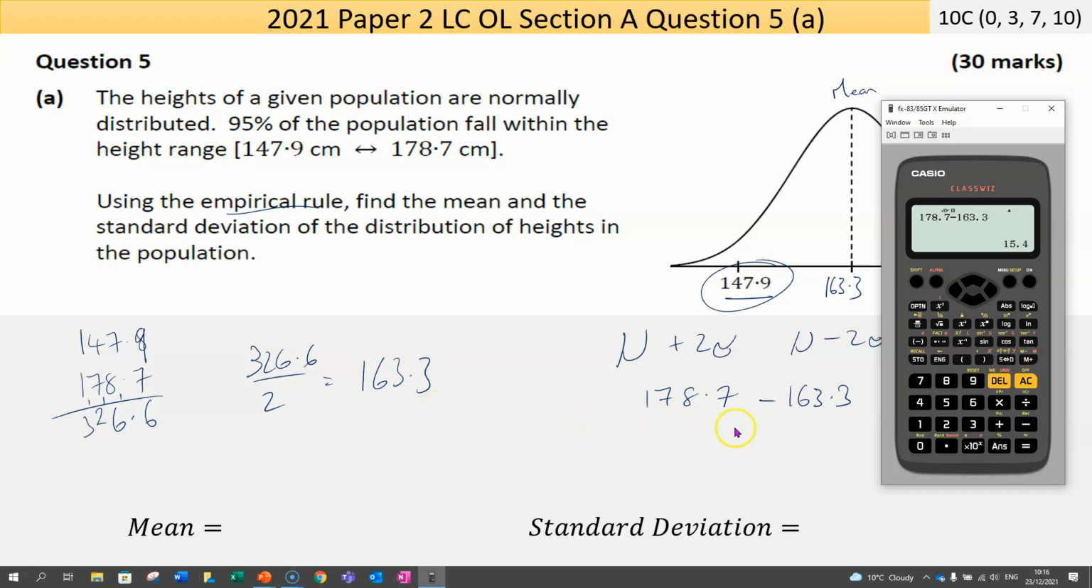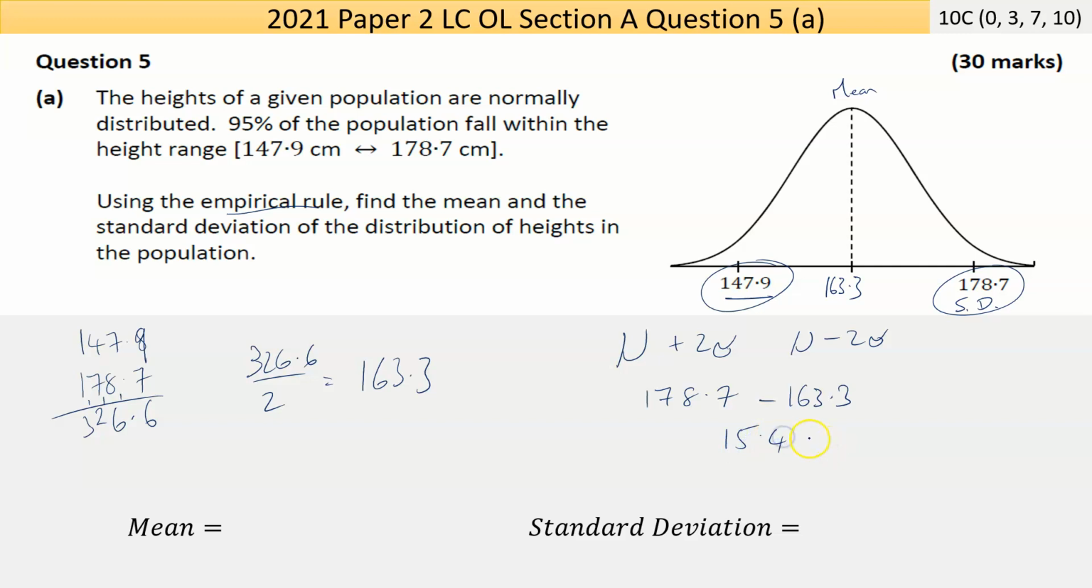Okay, so 15.4 is basically 2 standard deviations. It's equal to 2 sigma. So half of that is 7.7, which is equal to sigma. So my mean was 163.3 centimeters, and the standard deviation is 7.7 centimeters. Within one standard deviation is 7.7 bigger and smaller. So 68% of people, like we said at the beginning, are 7.7 centimeters bigger or smaller than the mean. And if you go to 2 standard deviations, it's the 15.4.